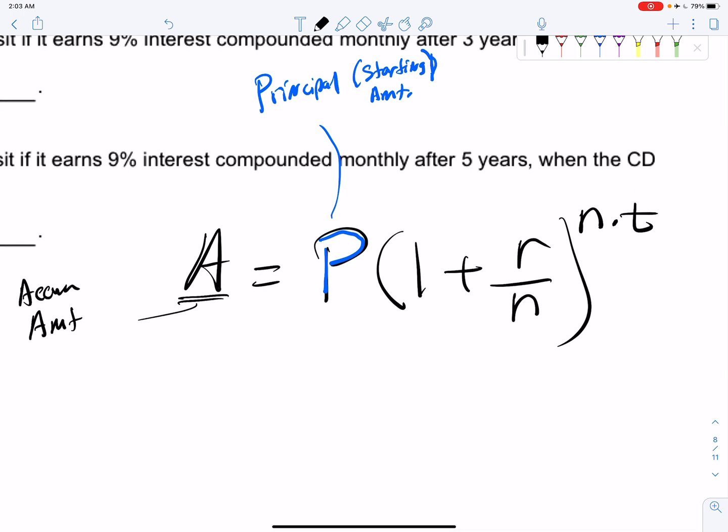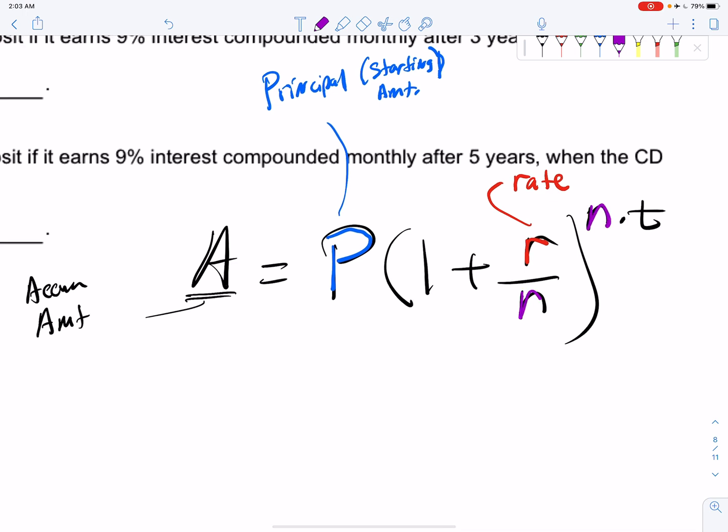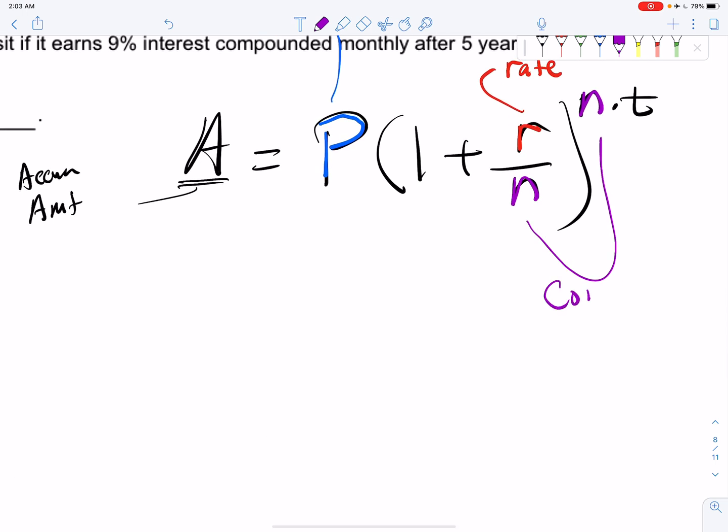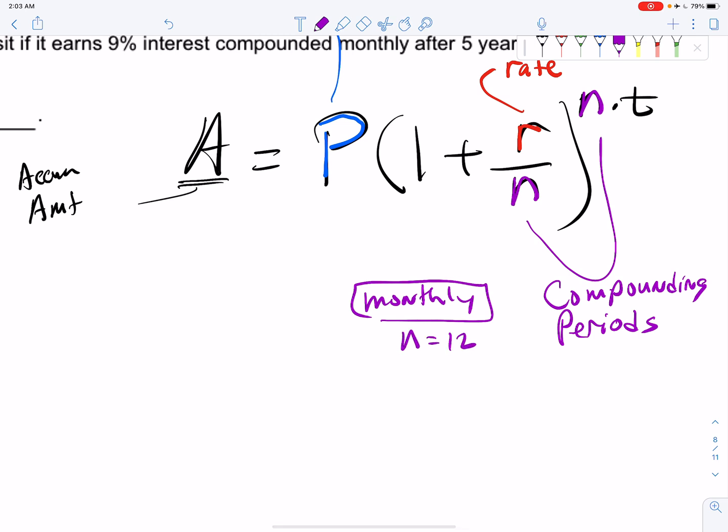What is R? R is your interest rate, written as a decimal. N, that's a weird one, huh? And that shows up in two locations right there. And N is your compounding periods. A lot of times students go, what the heck are you talking about? Well, if they say it's compounding, let's say monthly, how many times does that happen in a year? 12, so N would be 12.